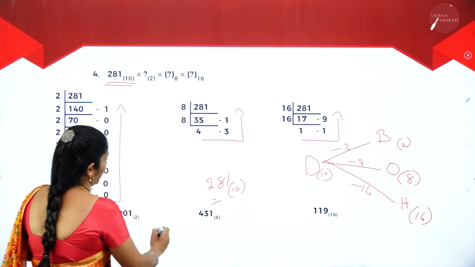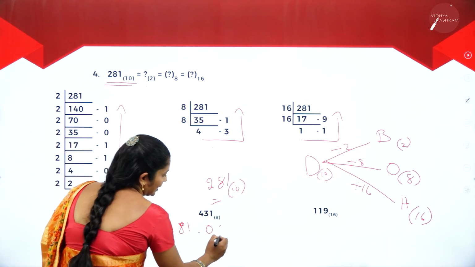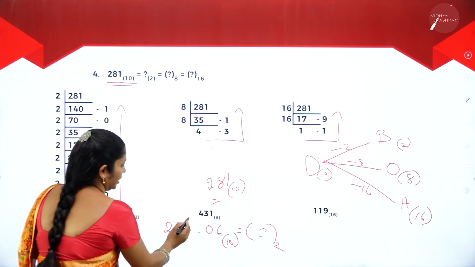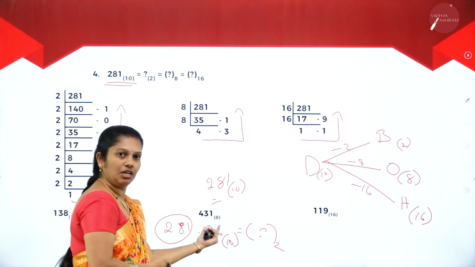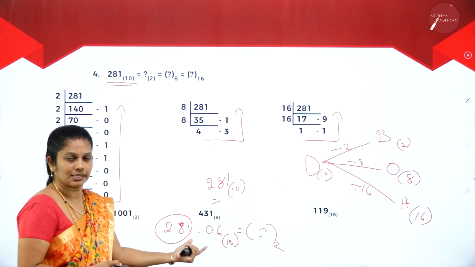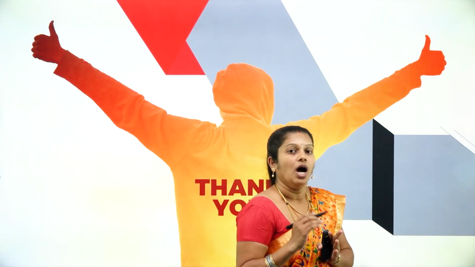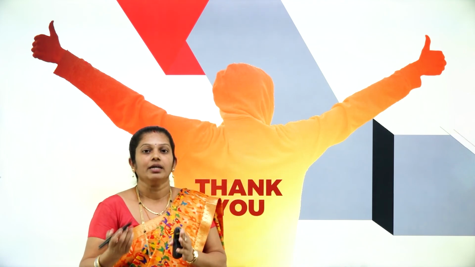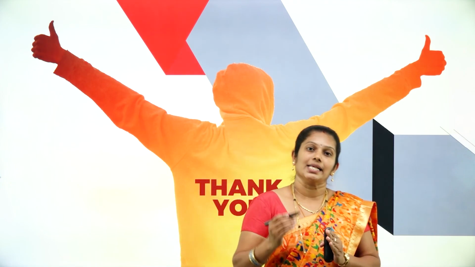For example, consider here we have 281.06. It's a decimal number. Then how to convert to binary? This integer part, as usual, the same method will be performed. But for the fractional part, we have to follow the multiplication process. That we will explain in the next class. In the next class, you will come to know how to convert decimal number fractions to binary, decimal number fractions to octal, decimal number fractions to hexadecimal.